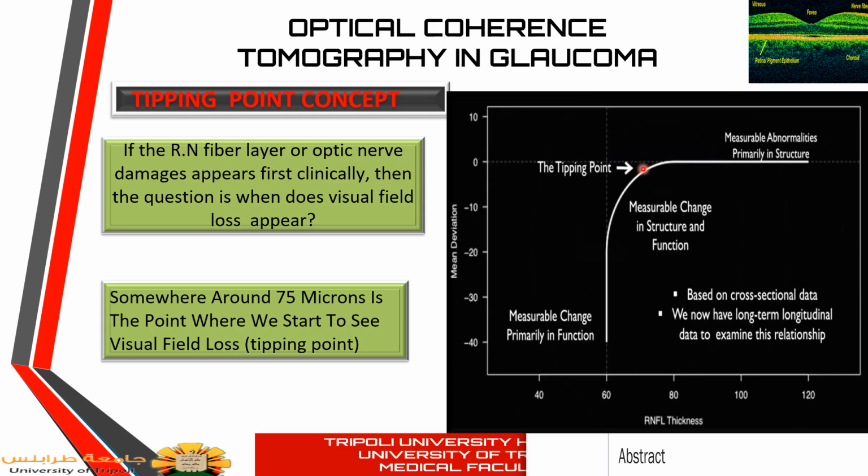From 75 microns onward, there will be a decline in the visual field, and you will find changes in the visual field. This is called the tipping point or the conversion point. Now, with the help of the OCT, we can determine this tipping point.